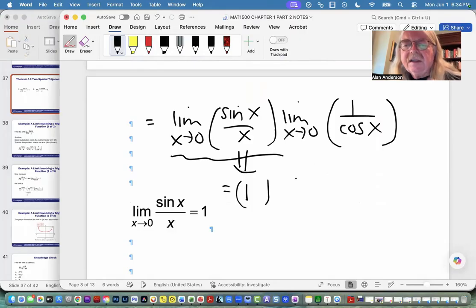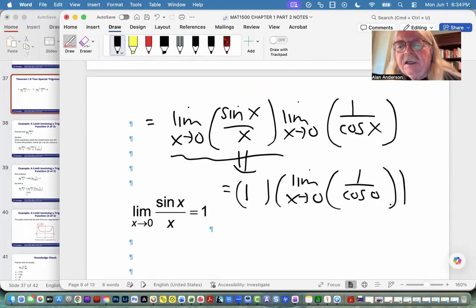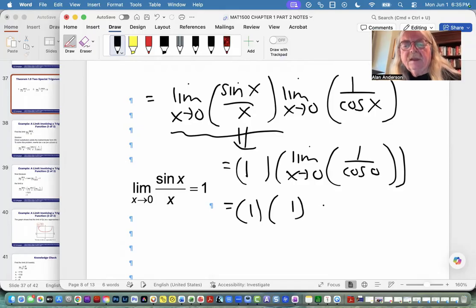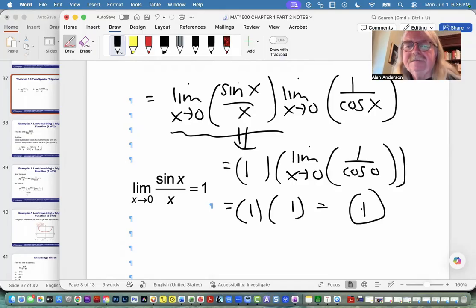What about this on the right-hand side? Well, this one can be solved with direct substitution because if you look at your calculator, you'll see that the cosine of 0 is 1. And so the product of these two is one, and that's our final result.